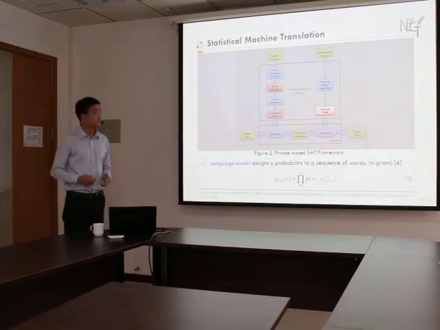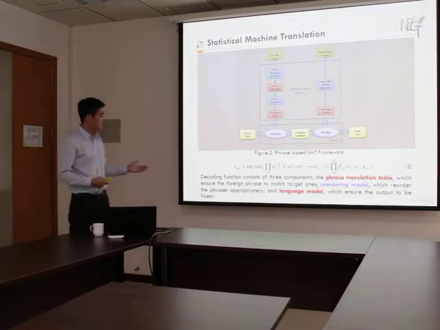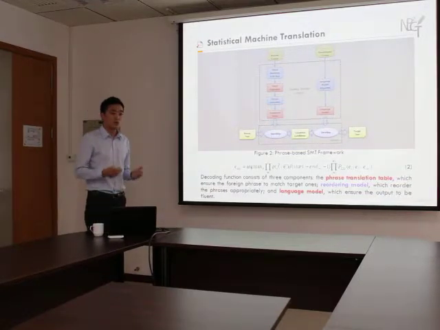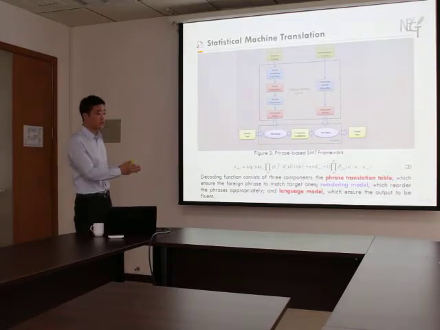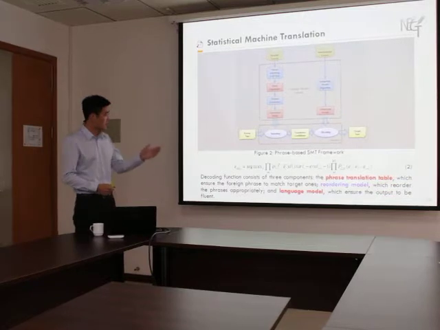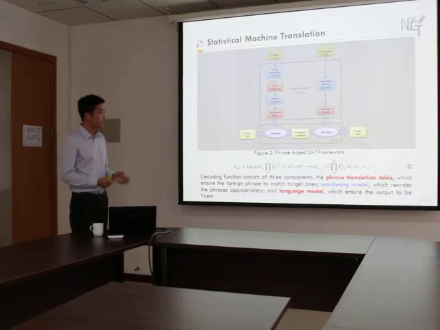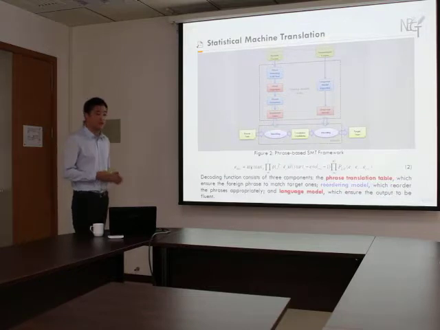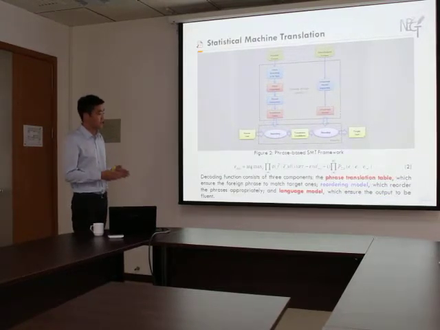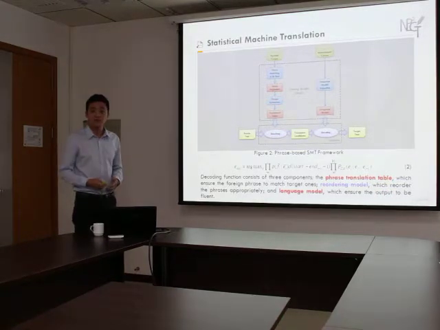After the training part, all the models are generated. So I will apply this decoding function to retrieve the best translation candidate. It can be split into three components. The first is the phrase translation table, which ensures the foreign phrase matches the target one. The second is the reordering model, which reorders the phrases appropriately. And the last one is the language model, which assures the output is fluent.